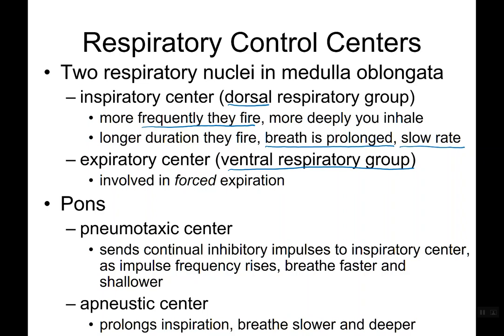In the pons, you have the pneumotaxic and the apneustic center. Pneumotaxic sends continual inhibitory impulses to the inspiratory center, so let's draw an arrow going up here. These populations of neurons aren't independent, they talk to each other. As the impulse frequency rises, your breath rate becomes faster and shallower. The apneustic center prolongs inspiration, so you breathe slower and deeper.